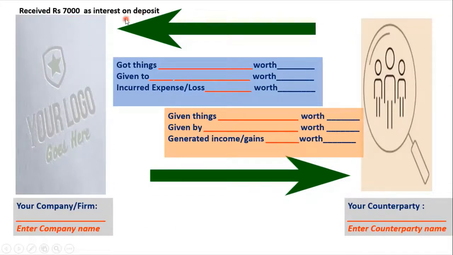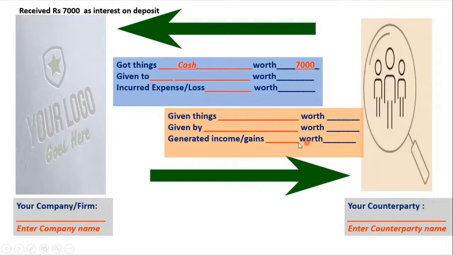If 7,000 is received as interest on deposit, in this case cash of 7,000 is received. We got 7,000 cash. But have we given anything? No, we did not give anything. But are we responsible to the counterparty? No, we are not responsible to repay 7,000 in future. Then why did we receive the money? We received the money because we had given some money in the past and for that we have collected interest. This is our gain. This is our income.